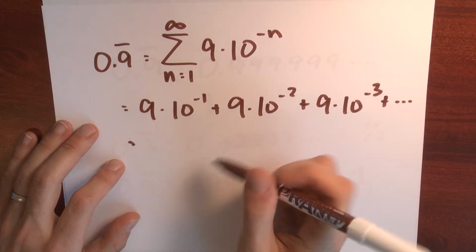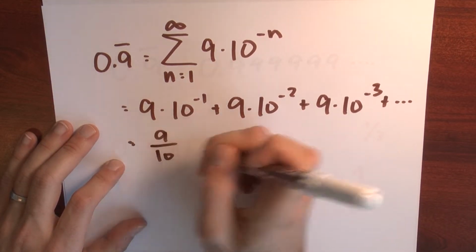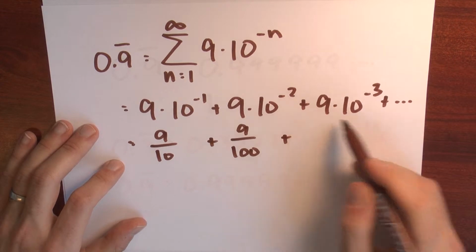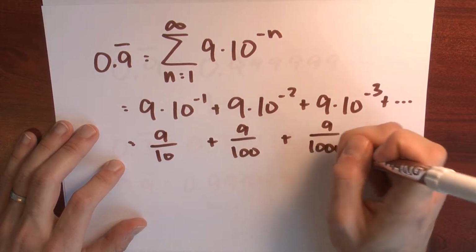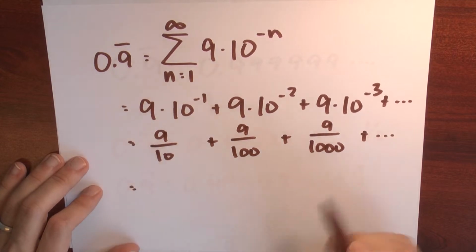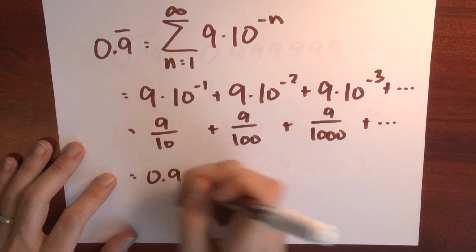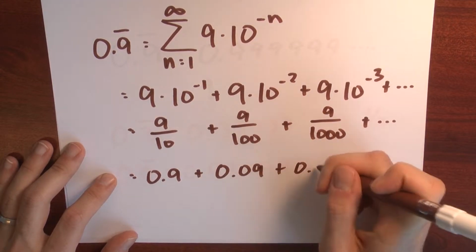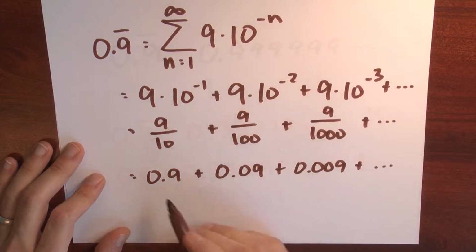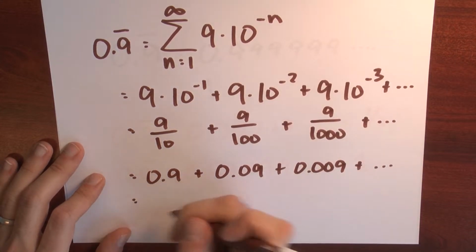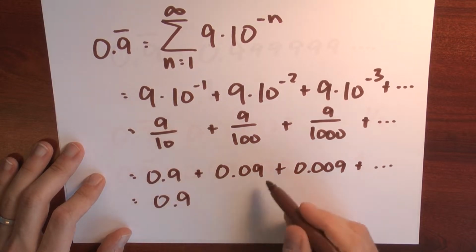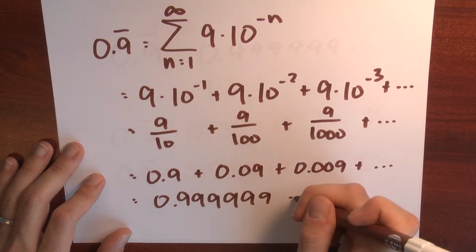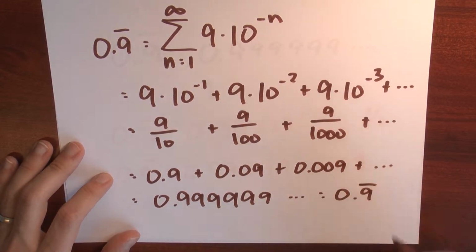What are these? 9 times 10 to the negative first power is 9/10. 9 times 10 to the negative second power is 9/100. 9 times 10 to the negative third power is 9/1000, and it keeps on going. What's 9/10? That's 0.9. What's 9/100? That's 0.09. What's 9/1000? That's 0.009, and it keeps on going. When I add these up, I get a 0.9 from here, this 9 gives me a 9 here, this 9 gives me a 9 here, the next term gives me the next 9, and so on. I end up with 0.9 repeating.